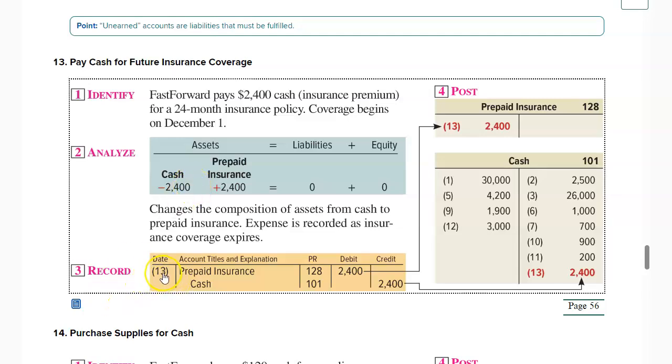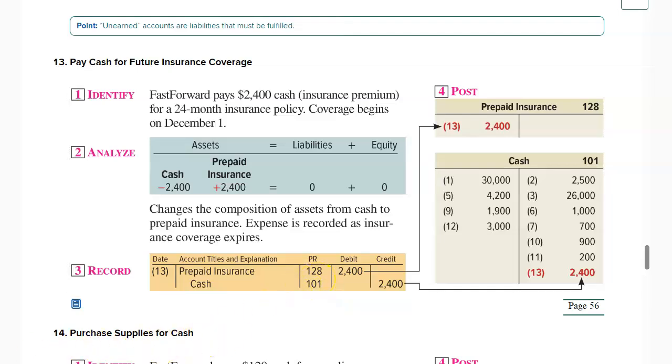Here we go. Entry number 13. Debit prepaid insurance, increasing that asset by $2,400. There we go. And the account number over in the journal. Crediting cash, you know that it's indented and it's on the credit side. So we're going to credit cash for $2,400 and record the transaction number in the ledger, the T account, and the account number over here in the journal.